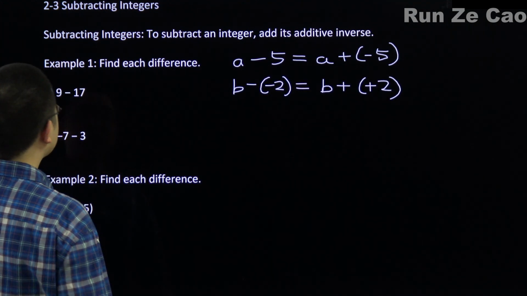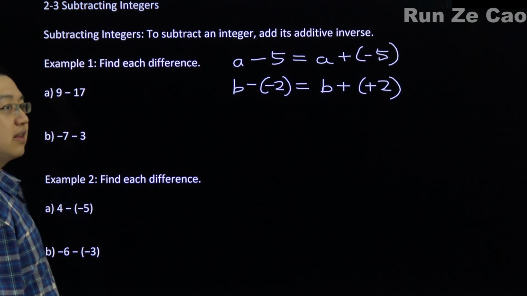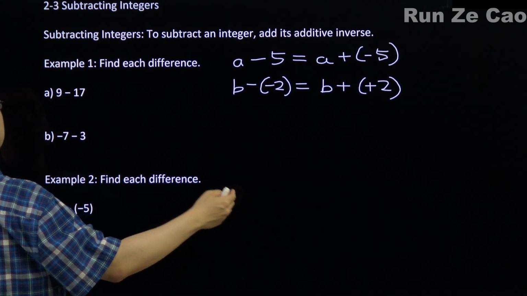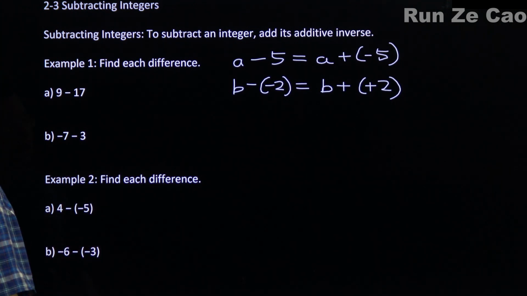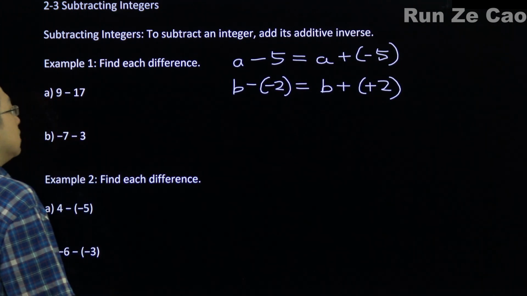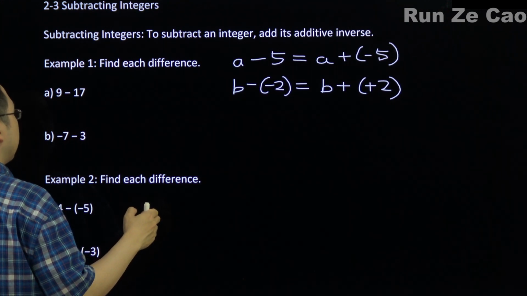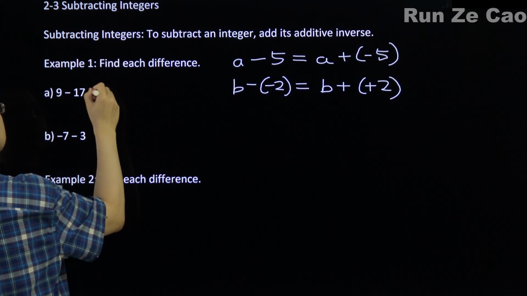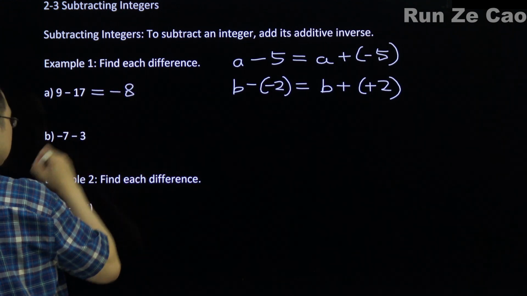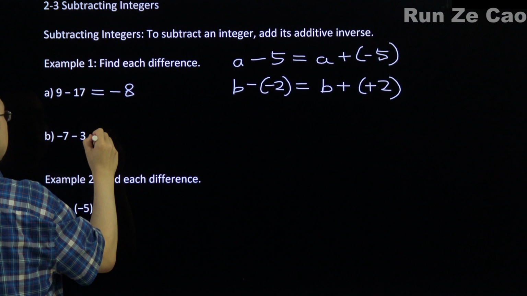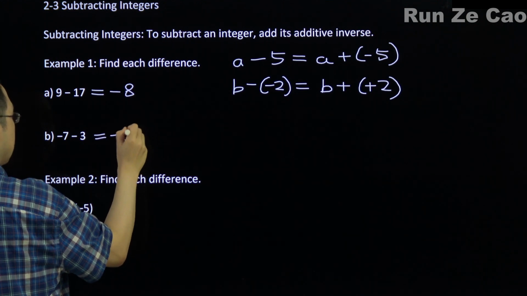So find each difference. 9 minus 17. So you start at positive 9 and you go 17 in the negative direction. So 9 cancels out, and then you end up with another 8, which means you get negative 8. Negative 7 minus 3 is negative 10.